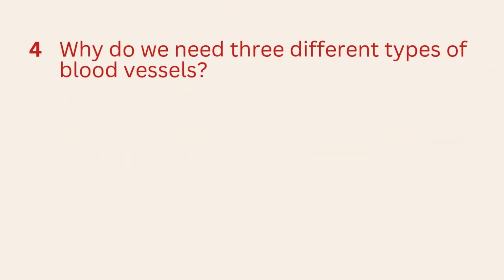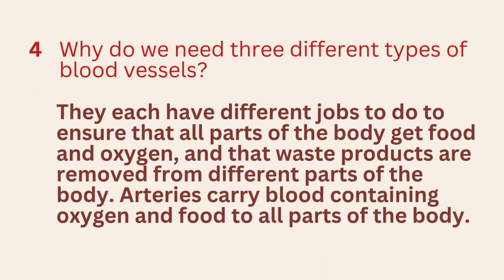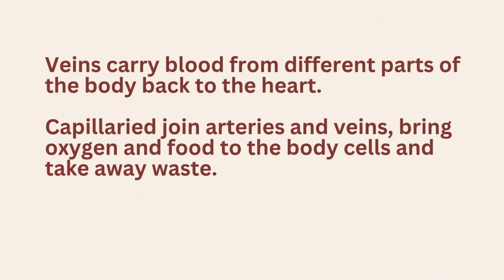Question 4. Why do we need three different types of blood vessels? They each have different jobs to do to ensure that all parts of the body get food and oxygen and that waste products are removed from different parts of the body. Arteries carry blood containing oxygen and food to all parts of the body. Veins carry blood from different parts of the body back to the heart. Capillaries join arteries and veins, bring oxygen and food to the body cells and take away waste.